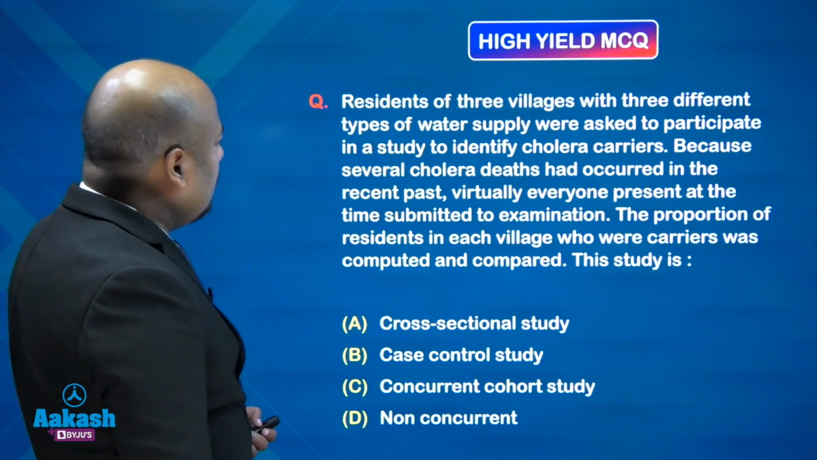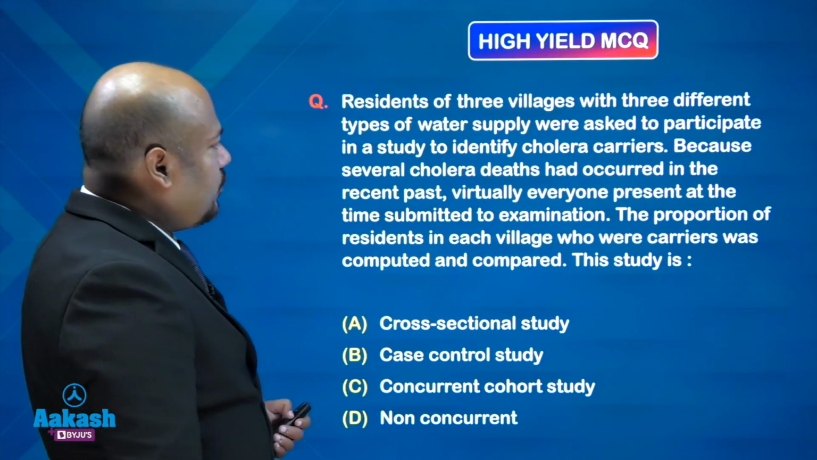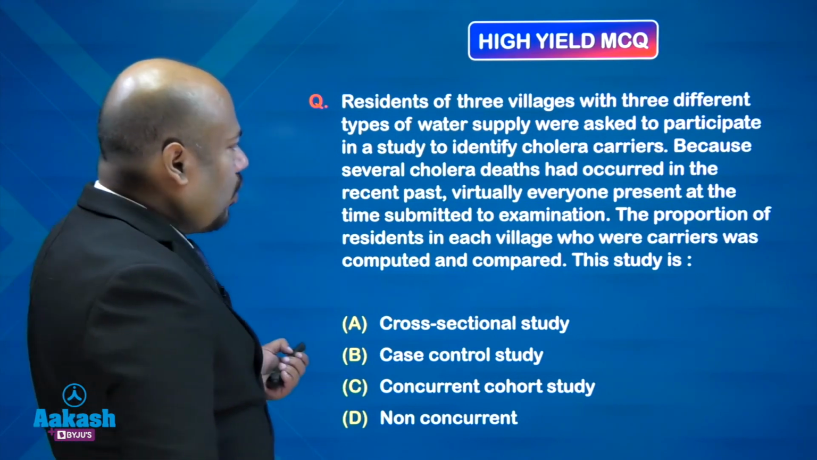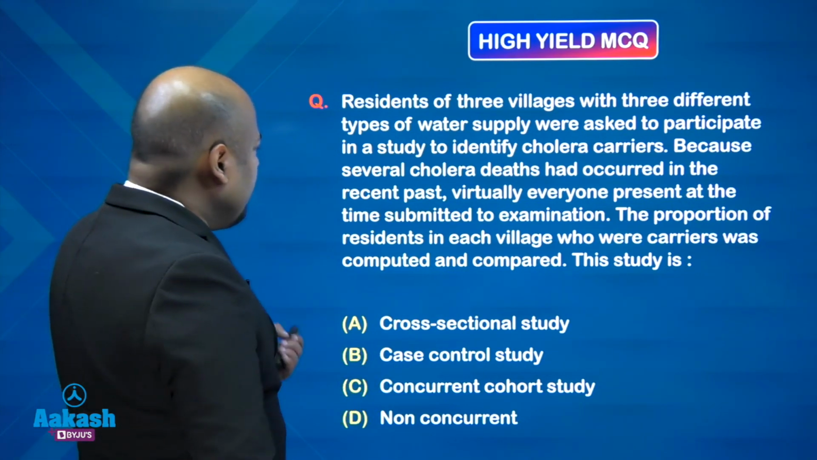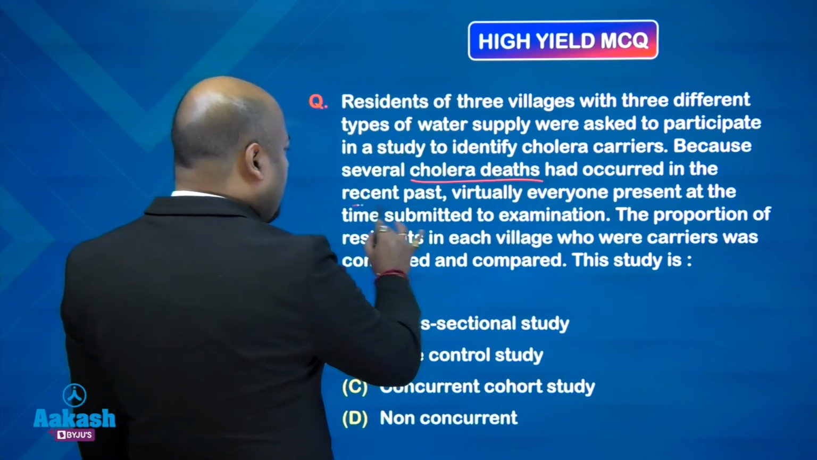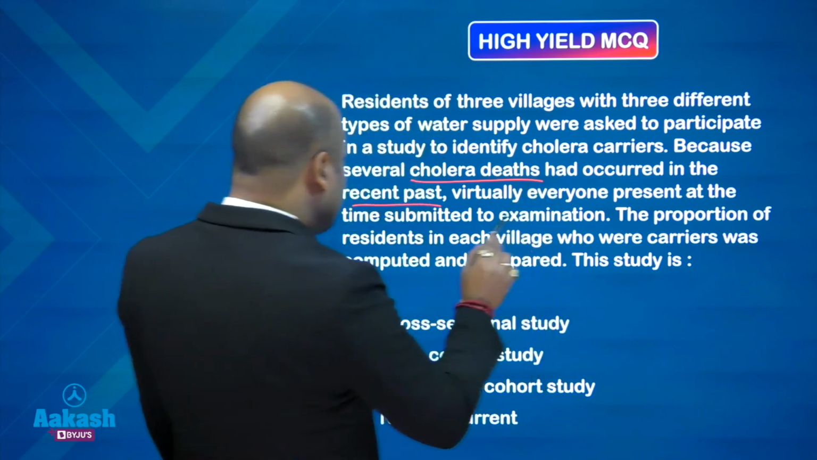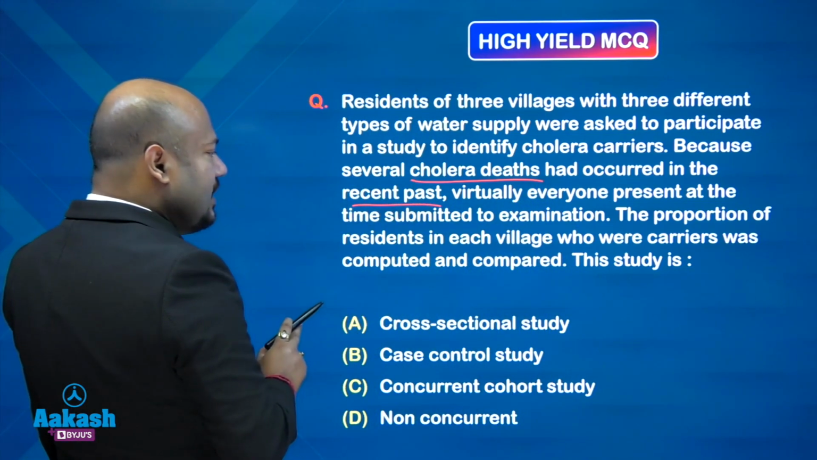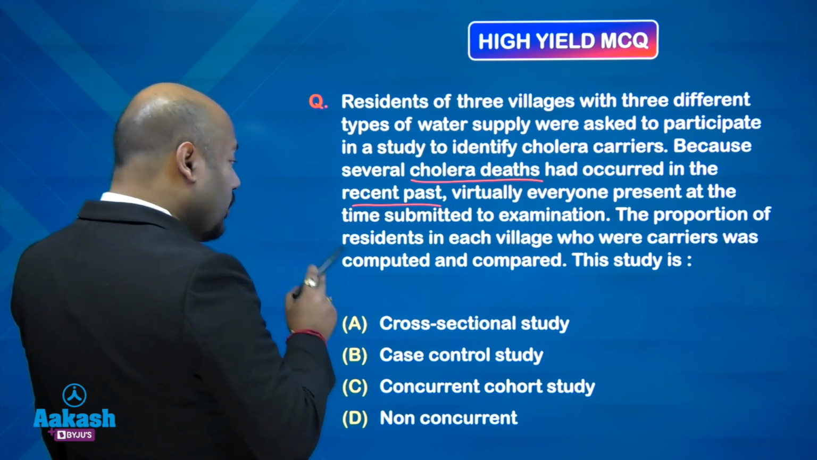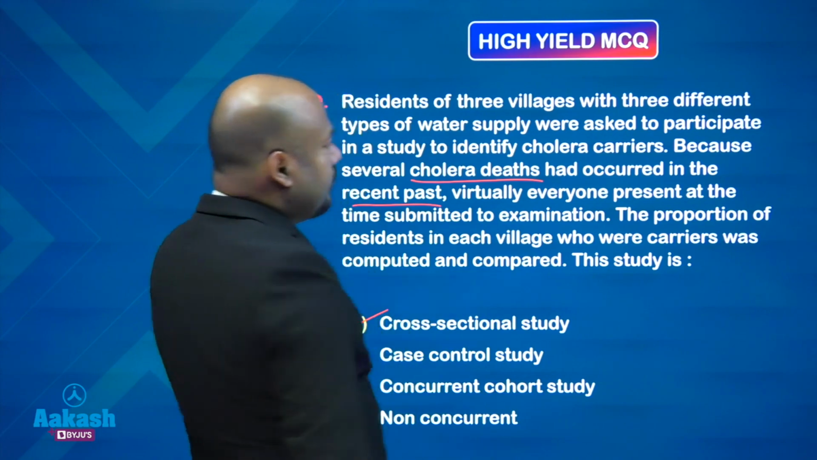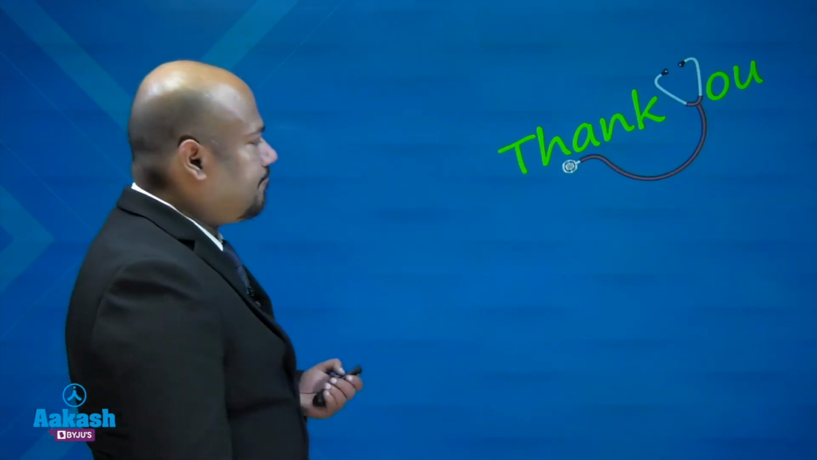Look at this question. Residents of 3 villages with 3 different types of water supply were asked to participate in a study to identify cholera carriers. Because several cholera deaths had occurred in the recent past, virtually everyone present at the time submitted to the examination. The proportion of the residents in each village who were carriers was computed and compared. So this will be an example of what? Yes, cross-sectional study. Got my point? Thank you.